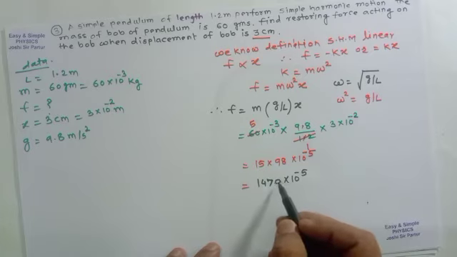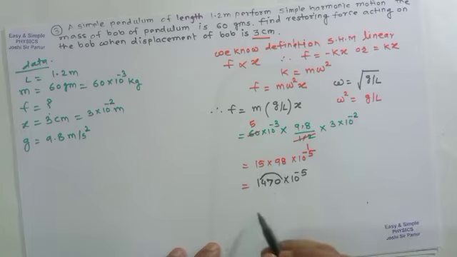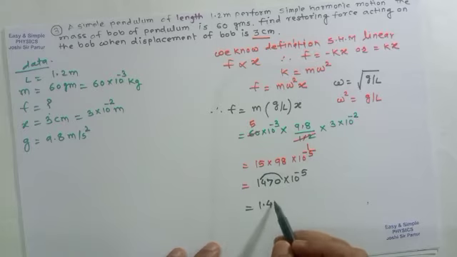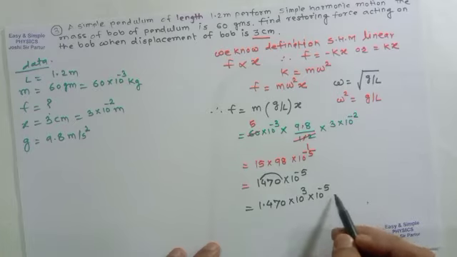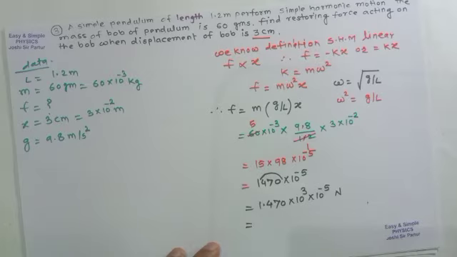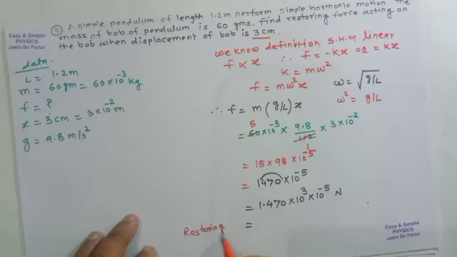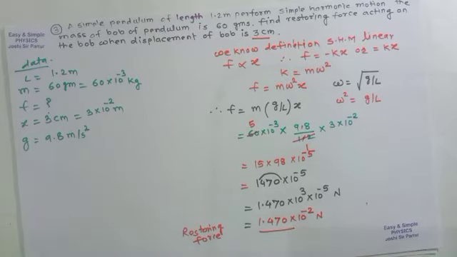If we shift the decimal point here, by shifting the decimal point it will be 1.470 into 10 to the power 3 into 10 to the power minus 5 Newton. So restoring force acting on the bob will be 1.470 into 10 to the power minus 2 Newton, which is the answer for the given example.